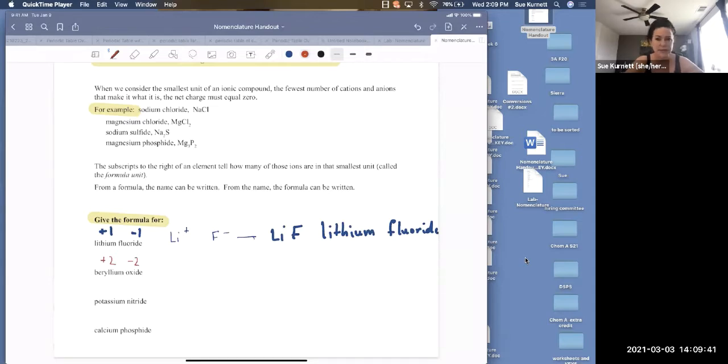Okay, so when they come together in a 1-to-1 ratio, beryllium has a +2 charge, oxide has a -2 charge. It's still a 1-to-1 ratio, BeO, beryllium oxide.